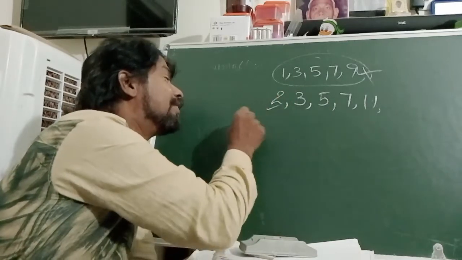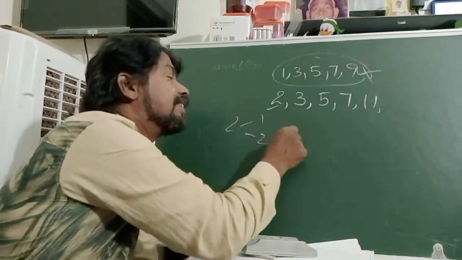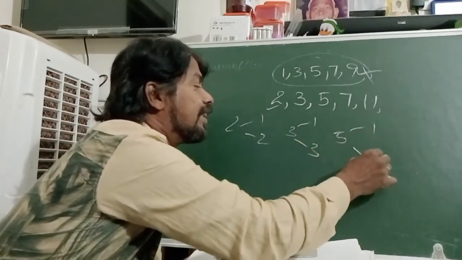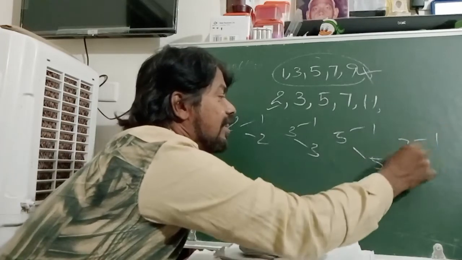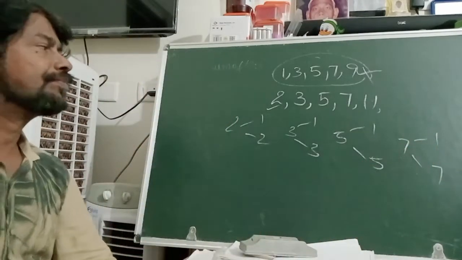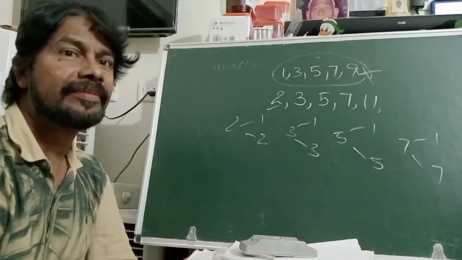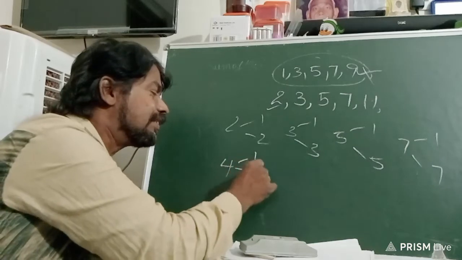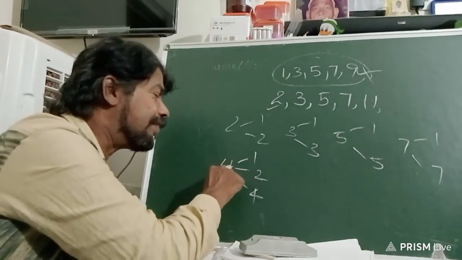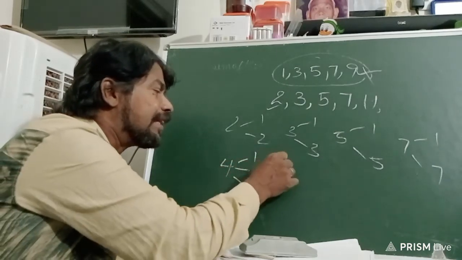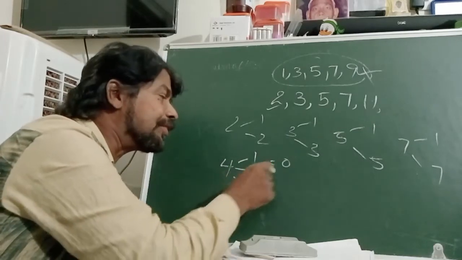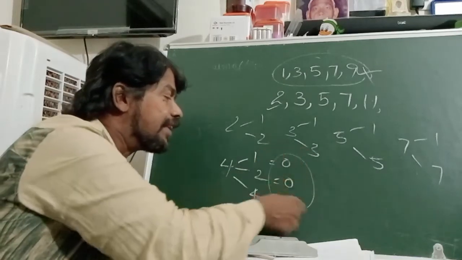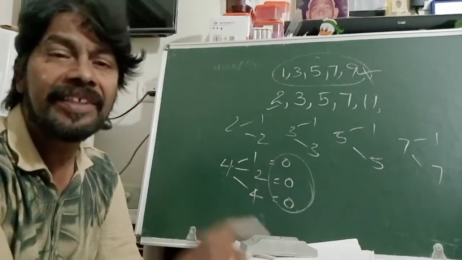So 2 has only factors 1 and 2. 3 has only factors 1 and 3. 5 has only factors 1 and 5. 7 also has factors 1 and 7. Suppose you take the case of 4, it has factors 1, 2, 4. If we divide 4 by 1, we get a remainder 0. Divide 4 by 2, remainder 0. Divide 4 by 4, remainder 0. If the remainder is 0, then that number is a factor of the given number.